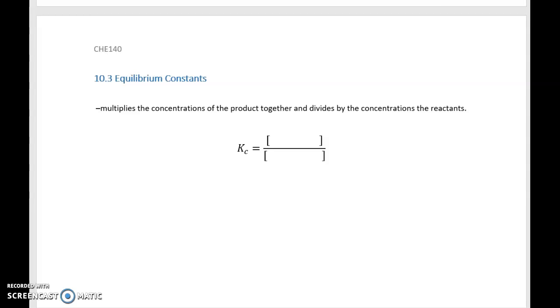When a reaction is at equilibrium and the forward rate is equal to the reverse rate, and the concentrations of the reactants and the concentrations of the products are no longer changing, we can write an equilibrium constant for that reaction. The equilibrium constant is the concentration of the products divided by the concentration of the reactants.